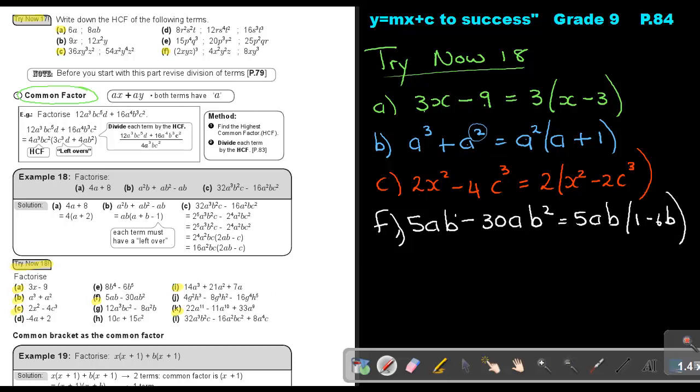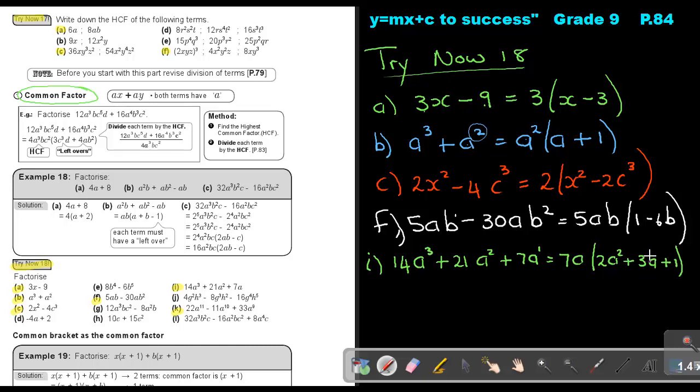Okay, and if I come to number I, then it's 14A3 plus 21A squared plus 7A. Okay, so what is the biggest number? That will definitely be 7. Is there an A? Yes. What's the smallest exponent? 1. So if I divide, it's 2A squared. If I divide, it's plus 3A. And if I divide, then look, everything cancels. So I just say plus 1. And that is going to be my final answer.